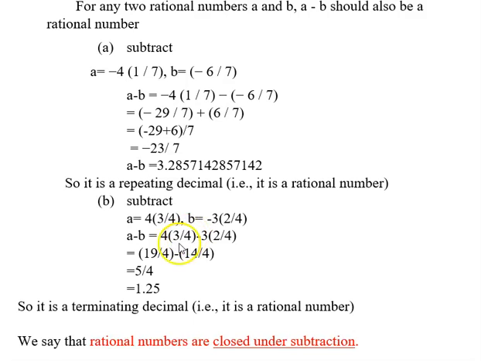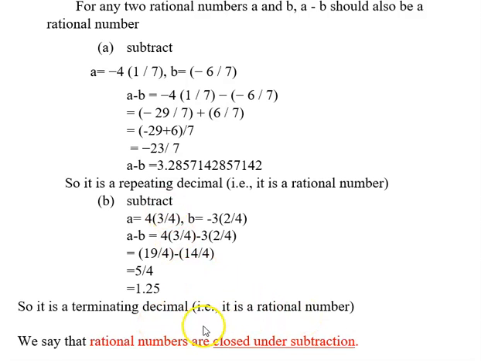First I am converting 4 3/4 and 3 2/4 to rational numbers. So I am getting 19 over 4 and 14 over 4. So now I am applying the subtraction property. Subtracting the numerators, 19 minus 14, that is 5 over 4. The result is 1.25. It's a terminating decimal, so it is also a rational number.